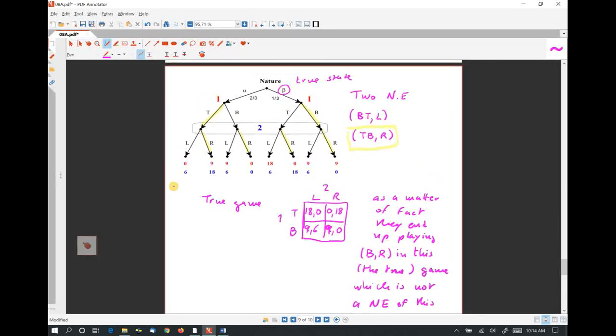And the answer is very simple: while player 1 knows that he's playing this game, and so his choice of B is the best reply to what player 2 does, player 2 does not know that she's playing this game. She thinks there's a probability 1/3 that she's playing this game, but also probability 2/3 that she's playing a different game with different payoffs.